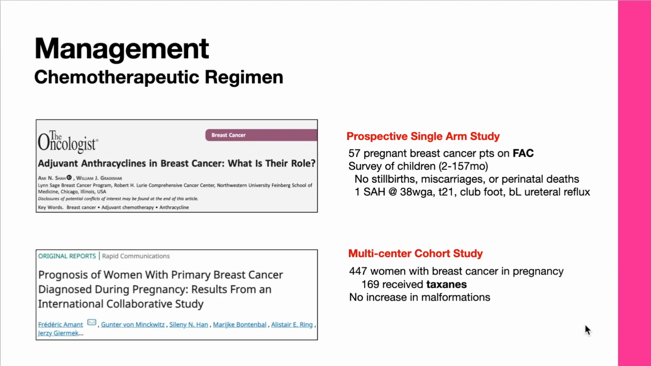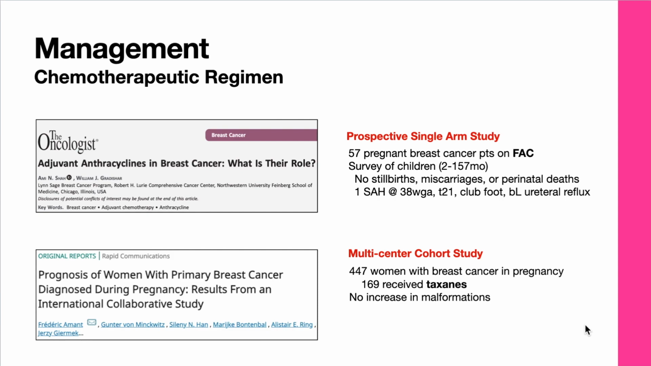And jumping on a little bit more, there were a few more studies that added fluorouracil. So the FAC studies are fluorouracil, anthracyclines, and Cytoxan. And those were also showing that there were no stillbirths, miscarriages, or perinatal deaths. So it is reasonable to be giving these patients medications because they don't have an increased risk of malformations.